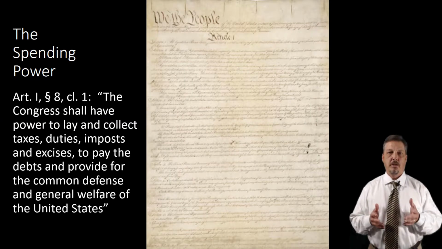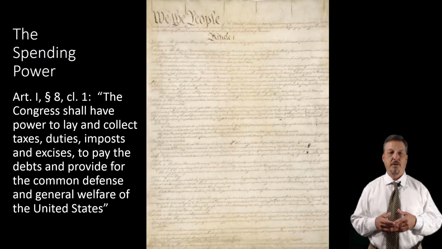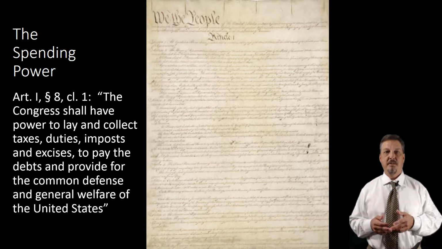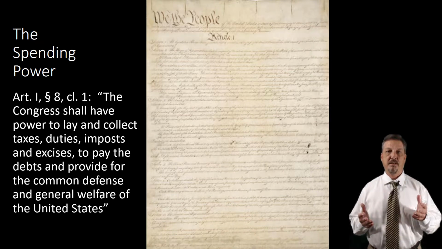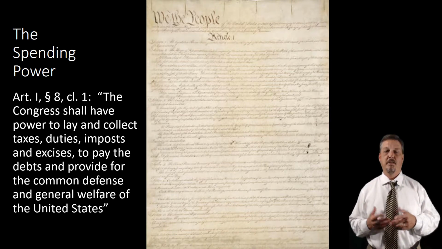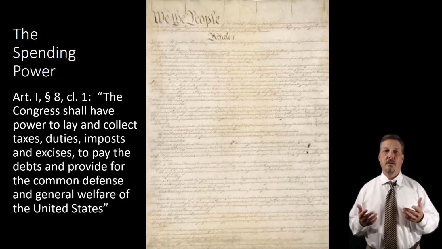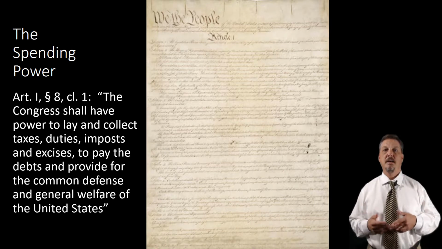Article 1, Section 8, Clause 1 also includes the spending power. It states that Congress shall have the power to pay the debts and provide for the common defense and general welfare of the United States. Like the taxing power, the language that confers the spending power seems limited only by the political process. But the court has wrestled with whether there are structural federalism limits on the purposes of federal spending.